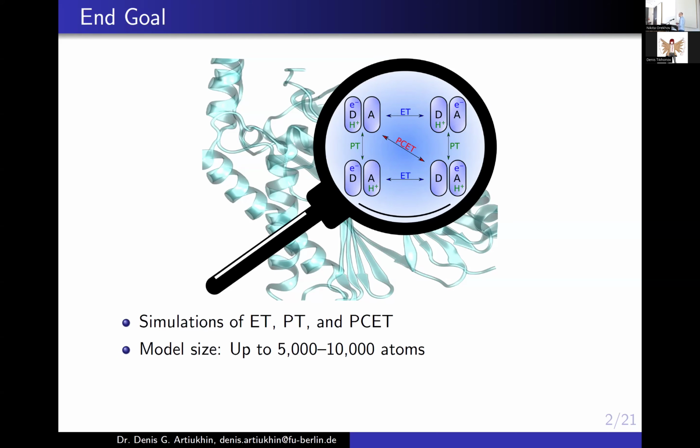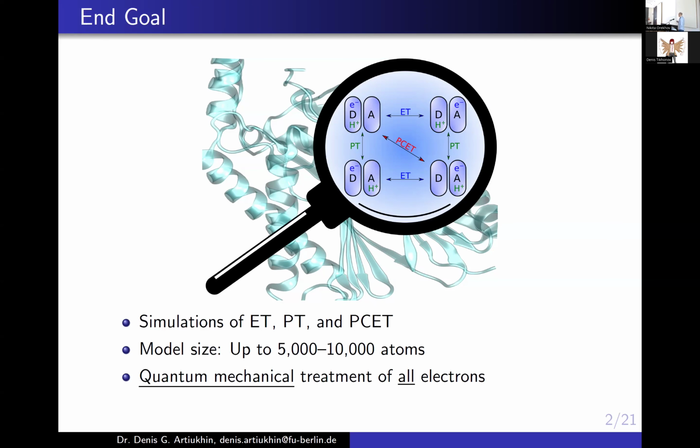And in reality, we have these transfer processes happening either at interfaces or in some very large biosystems. So we need to account for interactions with nearby environments. So I would like to go for something like 5 to 10,000 atoms. On top of that, I'm not really a QM/MM or MM guy.